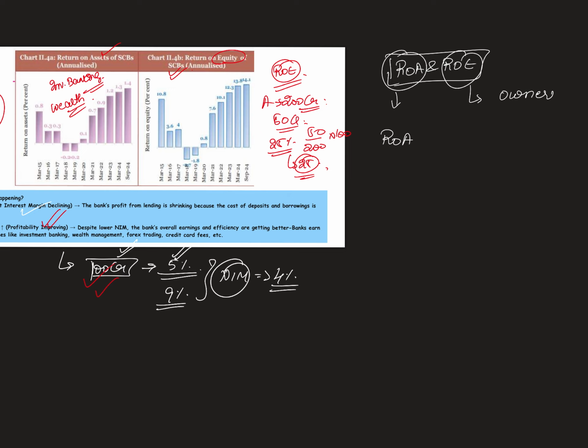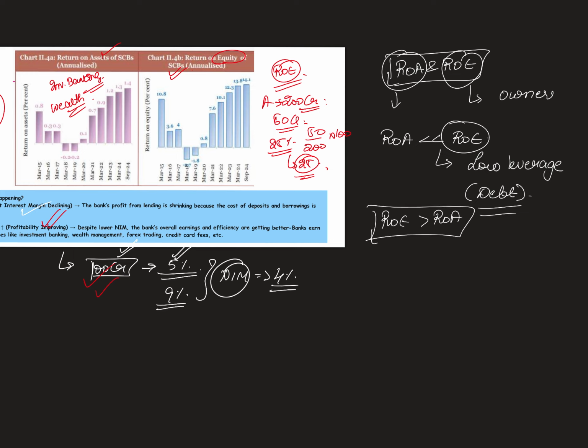Let's say if ROA is less than ROE, it just means that the bank has low leverage. That is, it is running with equity. There is no element of debt. It is not borrowing from the market. If it is the reverse case, if ROE is more than ROA, it just means that the bank is using debt to boost profits.